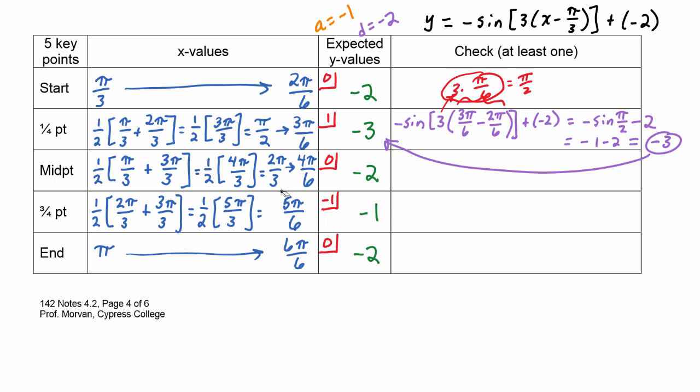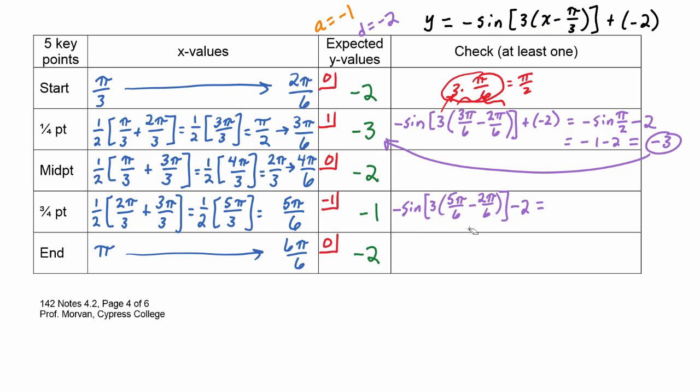If you chose to check this value, remember, we don't use the ones that were the roots, because you could have your graph upside down and you wouldn't catch it. You always want to use the min and the max. So if we plug in 5 pi over 6 up here for x, we're going to have negative sine of 3 times 5 pi over 6 minus the pi over 3, which I'll write again as 2 pi over 6, and then plus a negative 2, I'm going to write as minus 2.